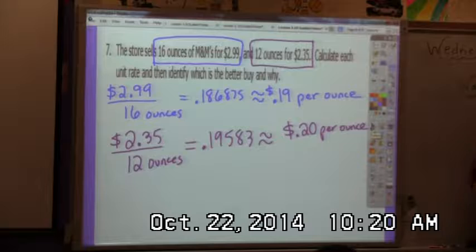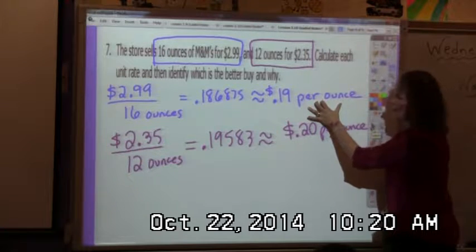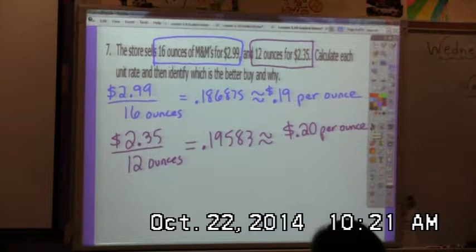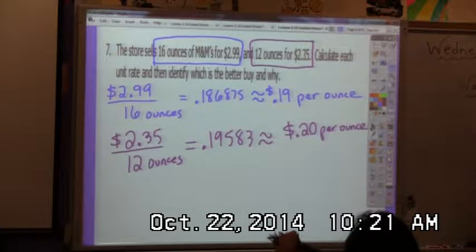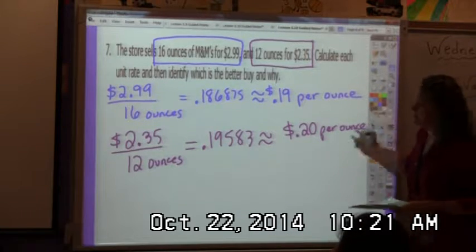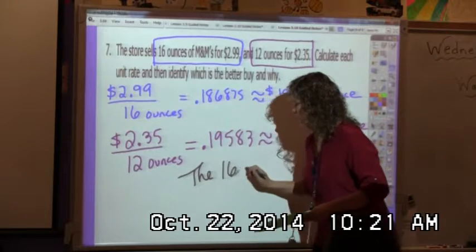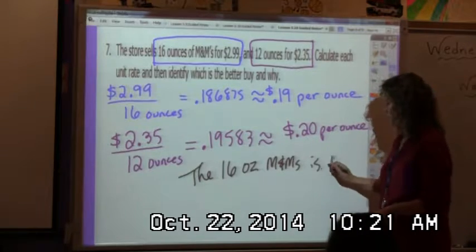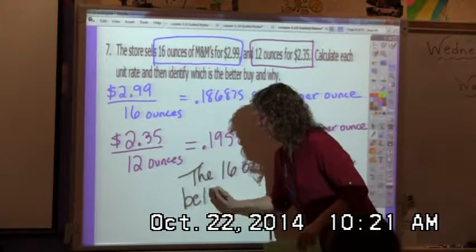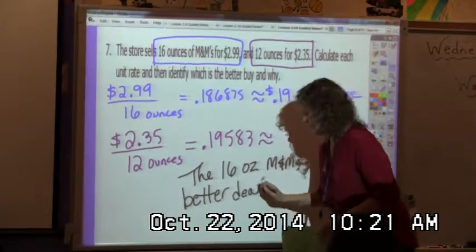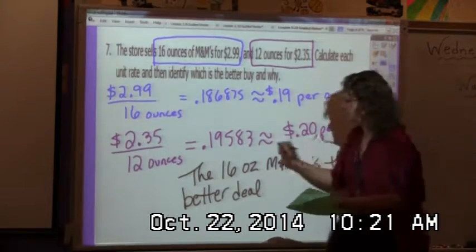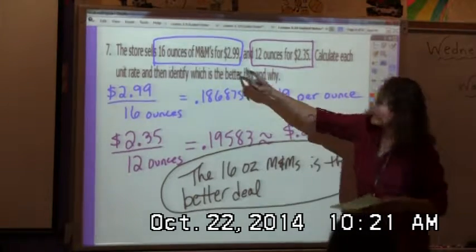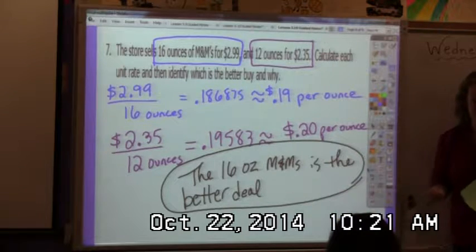All right, now we can compare them. The first pack of M&Ms is 19 cents per ounce. The second pack of M&Ms is 20 cents per ounce. So one of them is slightly cheaper. Maddie? The 16 ounces is a better deal. Excellent. The 16 ounce M&Ms is the better deal. It's just a little bit cheaper. By 1 cent. By 1 cent per ounce. But since you're buying 16 ounces, you're going to save yourself 16 cents.